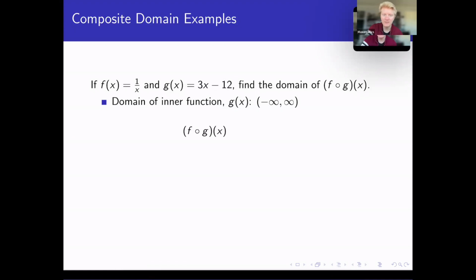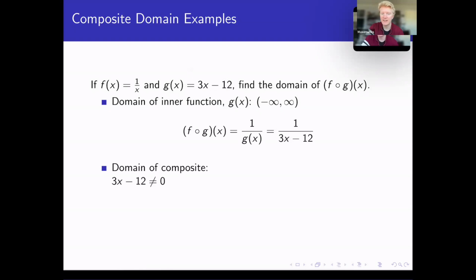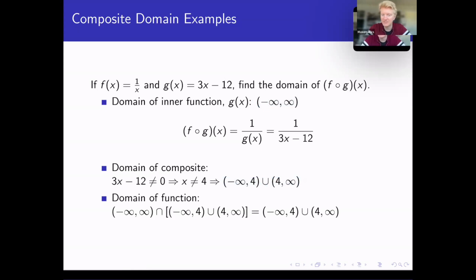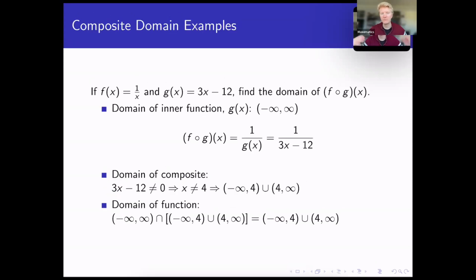So f of g of x would be 1 over g of x, 1 over 3x minus 12. So what's the domain of 1 over 3x minus 12? 3x minus 12 can't equal 0. X can't equal 4. Everything except 4. So the domain of the entire composite function would be negative infinity to infinity intersected with negative infinity to 4 union 4 to infinity. In that case, it's just negative infinity to 4 and 4 to infinity. Okay, so one very brief composite domain example. Not super exciting, but we get the idea.